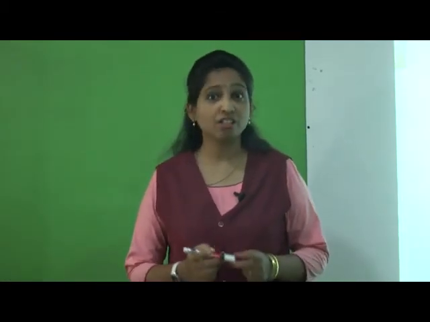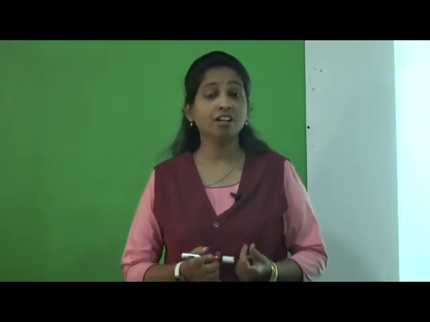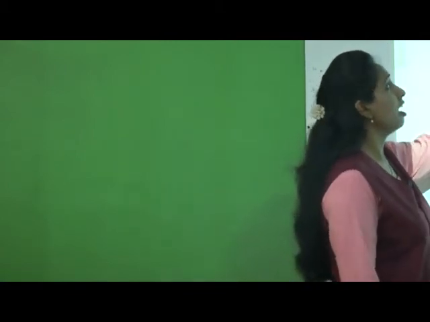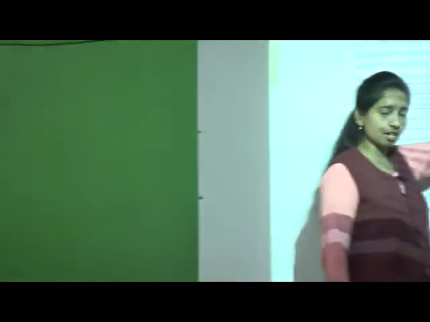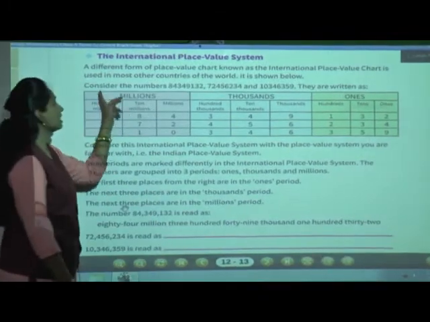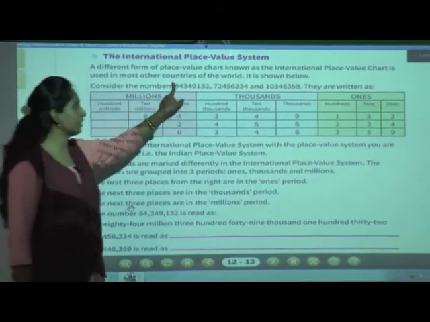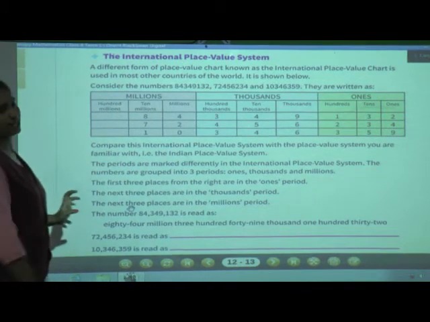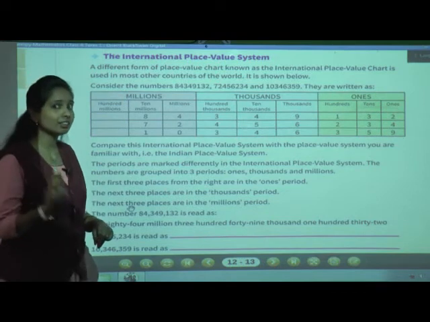Okay. A number system that is used worldwide is called the international place value system. So I'll explain to you one by one international place value. See, a different form of place value chart known as the international place value chart is used in most other countries of the world, as I said now. So this international place value chart is used in other countries.